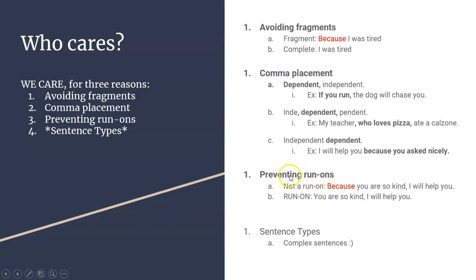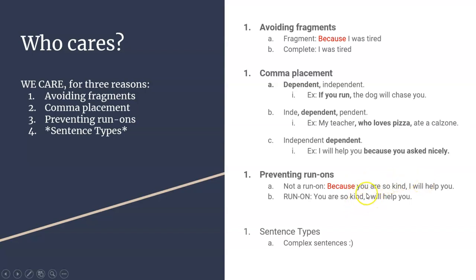Another reason that we need to know about clauses is because it can help us prevent run-ons. So if I have "because you are so kind, comma, I will help you," I've got that dependent clause before the independent with a comma, because you can link an independent and a dependent clause with just a comma. So that's okay, it's not a run-on. But "you are so kind, comma, I will help you, period." This is a problem. I have an independent clause here and an independent clause here, and you cannot link two independent clauses with only a comma. You can only link a dependent and an independent clause with the comma.